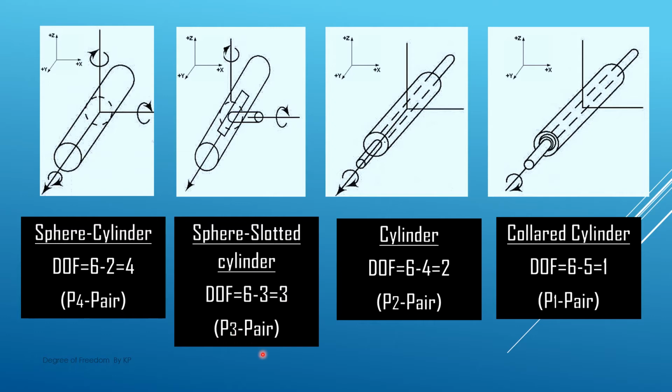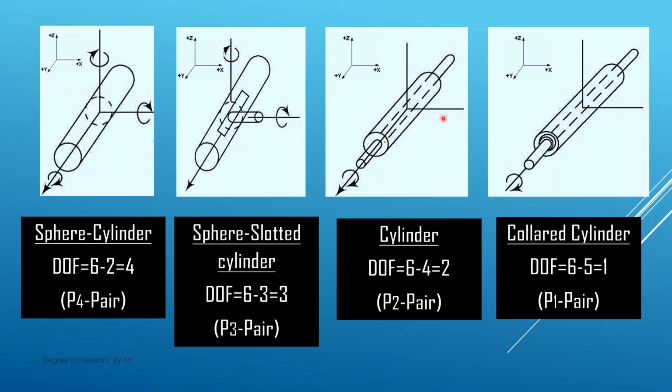And this is called a P3 pair. In the next, we have two concentric cylinders. One is the bigger cylinder, and inside this we have a smaller cylinder. Here we see that the inside cylinder cannot move along the x direction, it cannot move along the z direction. So it is having two restrictions. It can freely move along the y direction.